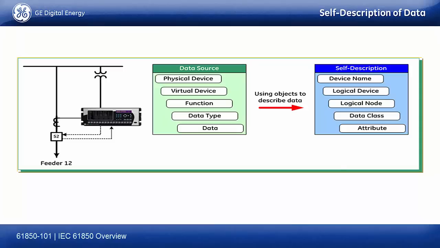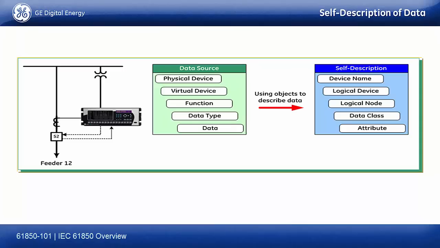And if we can append it to the message, we can describe what this piece of data is. And this piece of data uses objects to do this. So under self-description, there's a physical device, there's a device name, there's a logical device, which is a virtual device inside of this physical device. There can be multiple of those. There's a logical node, which is a function. There's a data class, which is a type of data. And there's an attribute, right? And then there's the data itself, right? And that's all self-description means.